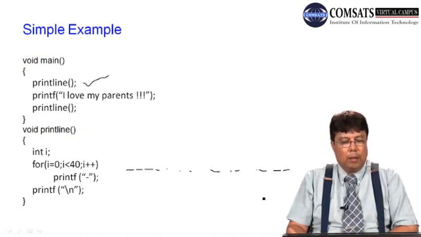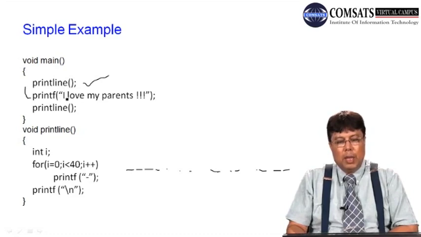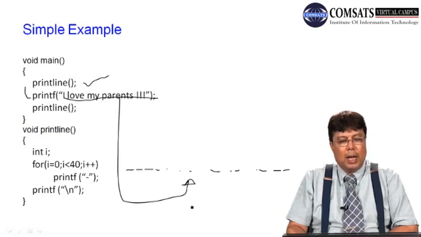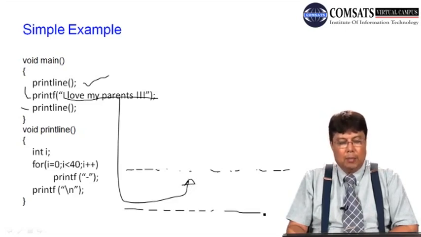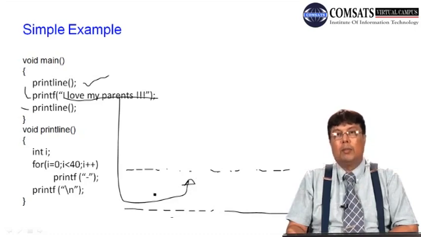And then the control comes back up here, then the control will come to the next statement, and this statement says I love my parents, so this text will be printed here. After that print line again, it will be called again, which means one more line will be printed here, which will have 40 minus signs. So in between you have written I love my parents.